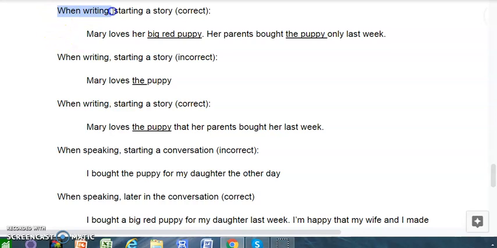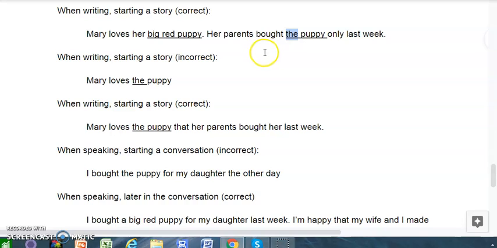So imagine you're writing and you're starting a story. Blank slate, nobody knows what's going on. But if you start your story, "Mary loves her big red puppy. Her parents bought the puppy only last week," you have not committed any errors because you've introduced the fact that she loves her big red puppy, and then you've referred to it the second time as the puppy. This is correct English standard, and it makes sense.